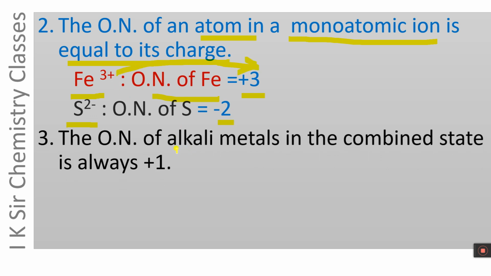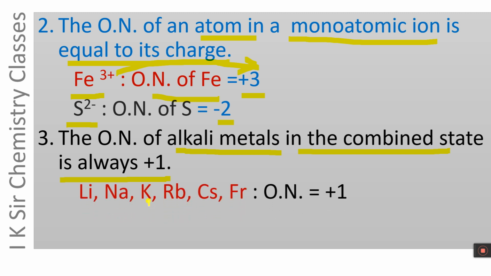The oxidation number of alkali metals in the combined state is always +1. And these are the alkali metals: lithium, sodium, potassium, rubidium, cesium and francium. In the combined state, all these have oxidation state equal to +1.